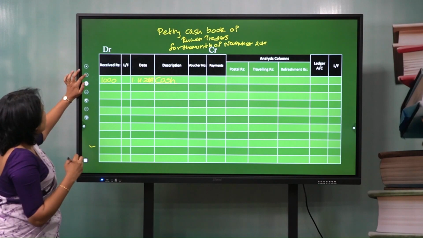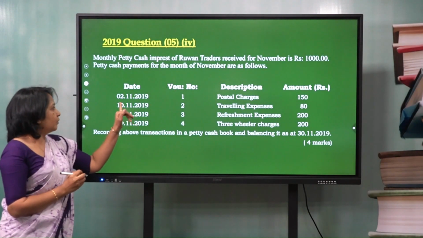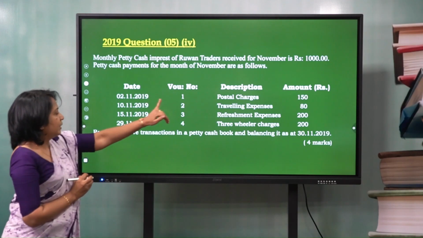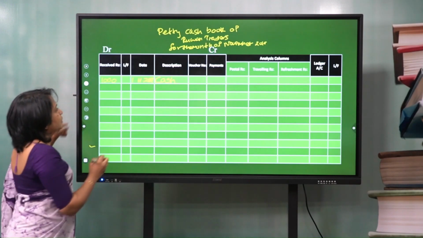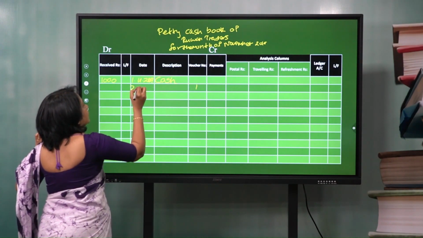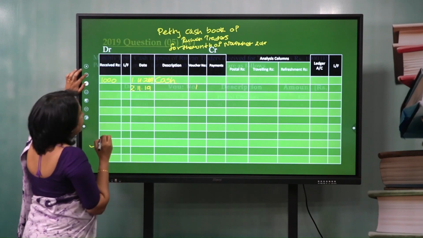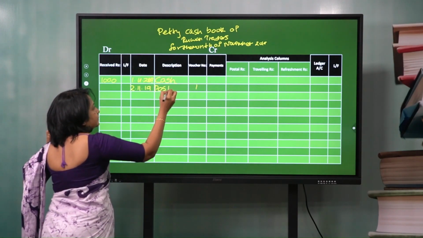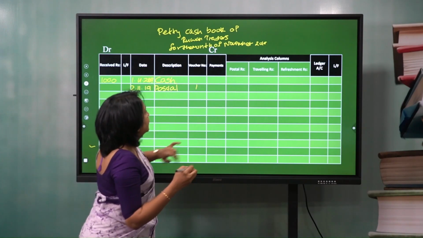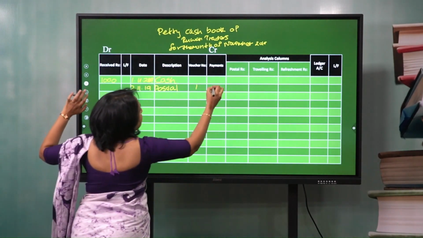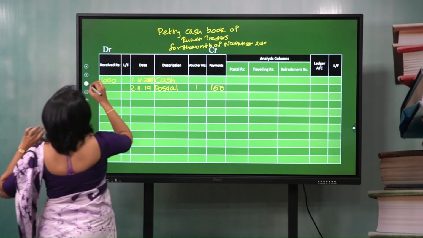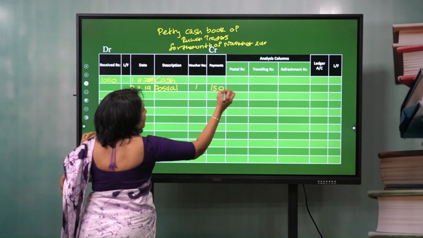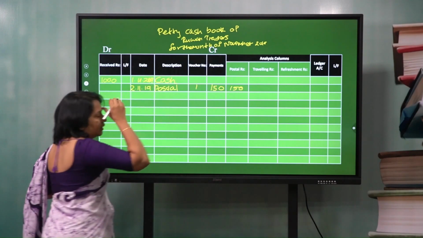Then next one, they say on 2nd of November they have spent rupees 150 as postal charges, and the voucher number is number 1. So we'll record the voucher number as 1, and the date is 2nd of November 2019, and they have spent that for postal. We can write that here: postal. And there's a column here as postal, and the amount is rupees 150. Under the postal column also we have to record that as 150.